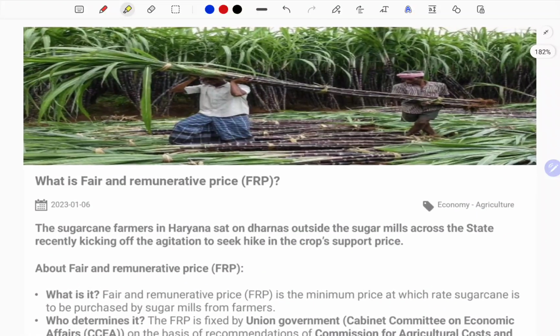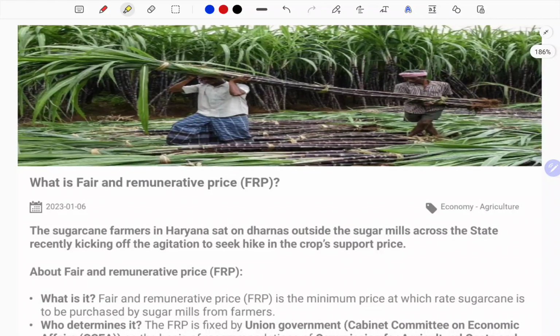Hi students, recently there is news related to Fair and Remunerative Price, FRP. We know Minimum Support Price. Similar to that, there is a new article related to Fair and Remunerative Price. Let us understand what it is and why it is in news.